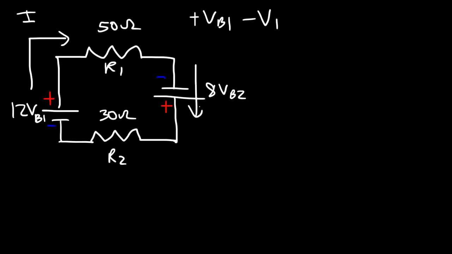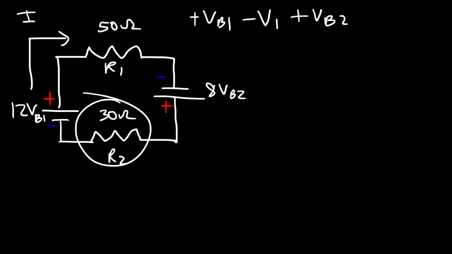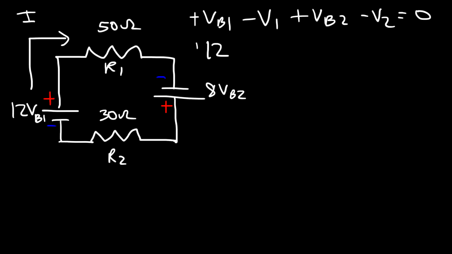Now current flows from the negative terminal to the positive terminal, so therefore the battery increases the energy of the circuit. So that's going to be plus VB2, and then this resistor will consume energy from the circuit, so that's going to be negative V2. So VB1 is 12. We can replace V1 with I times R1, so that's I times 50, or simply 50I. VB2 is positive 8, and V2, that's going to be I times 30, or 30I.